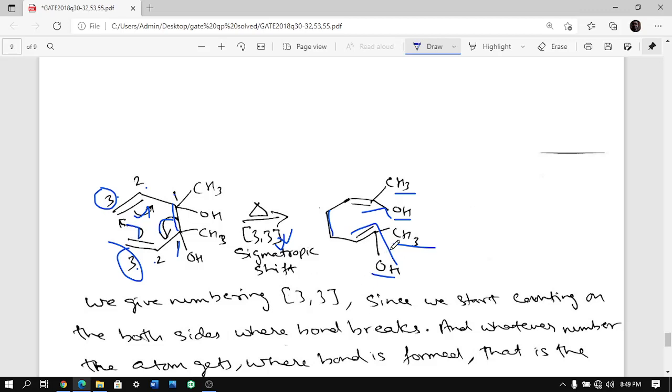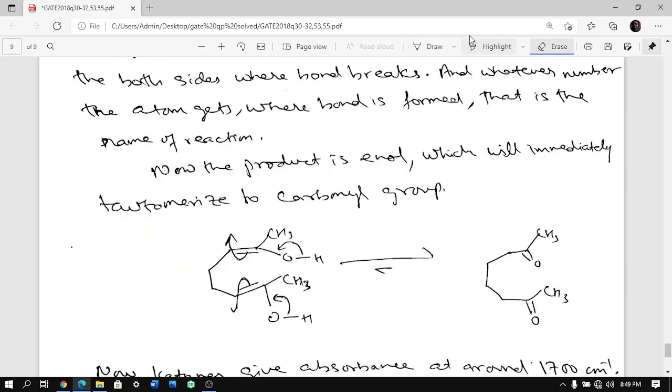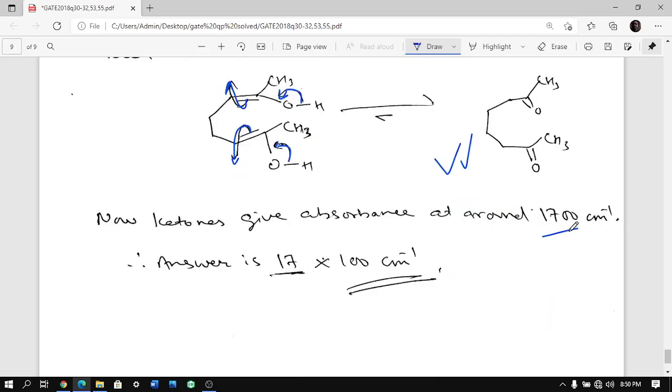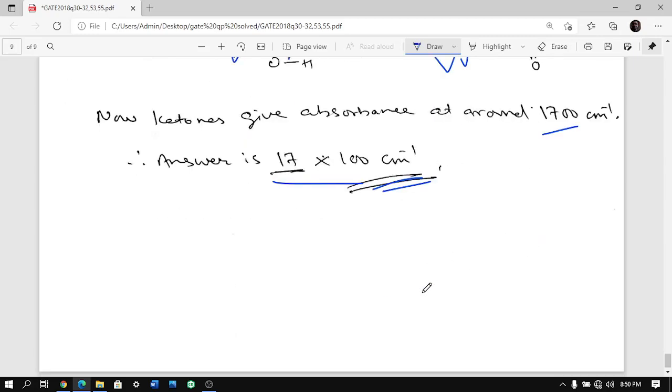Enol will never remain as enol. They will always tautomerize to give you ketone, right? So here also this happens. So OH, this comes here, this comes here, and you get ketone. Similarly this moves here, and this moves here, and you get ketone. So ketone, aldehyde, all of them give around 1710 per centimeter. They asked into 100, so it is times 100, so it is 17 times 100 per centimeter. That's it for today. Thank you.